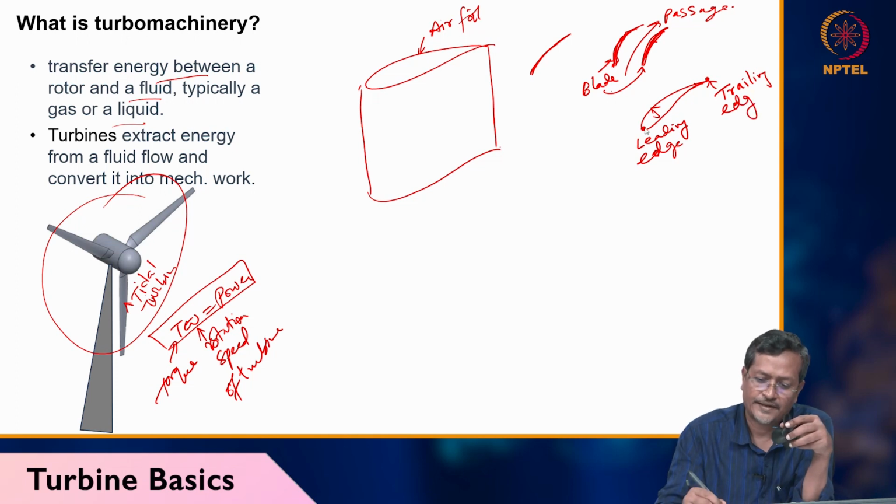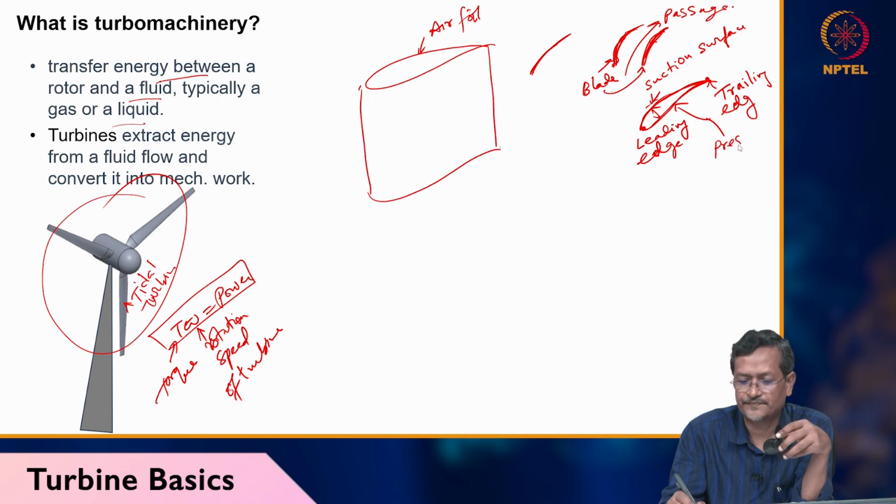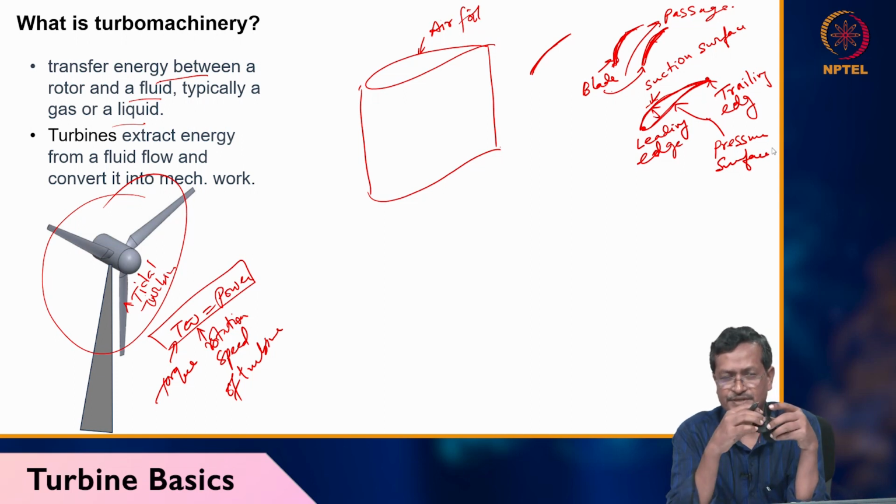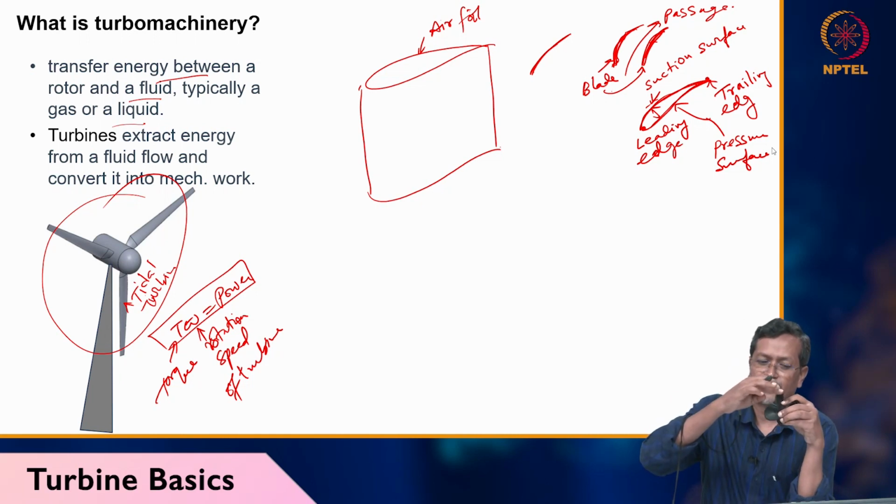And if this is bent like this, this upper surface is called the suction surface, and this surface is called the pressure surface. So whenever you are discussing or writing about a turbine, you should remember the names: leading edge, trailing edge, and the top portion is called the blade tip.